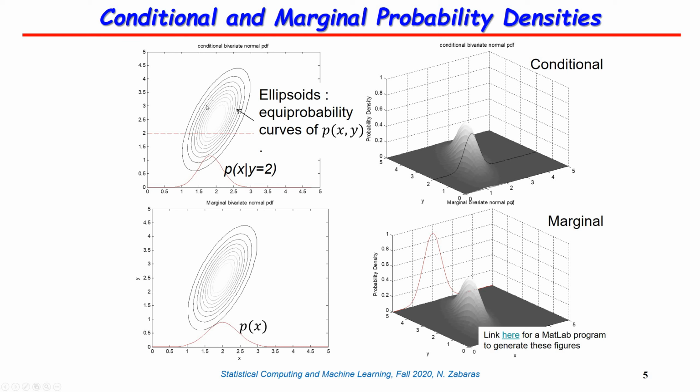So here, what you see on this plot are contours, equal probability contours of the joint distribution of x and y. You get these ellipses. If you take a particular value of y, so here is y equal 2, I am plotting the conditional distribution of p of x given y that you see here. And on the plot at the bottom, I'm also plotting the marginal distribution p of x.